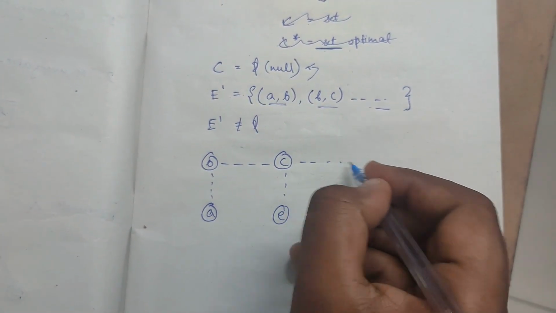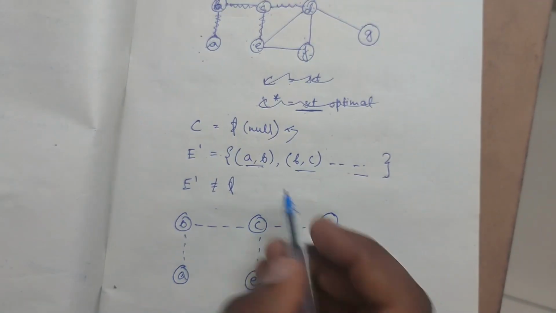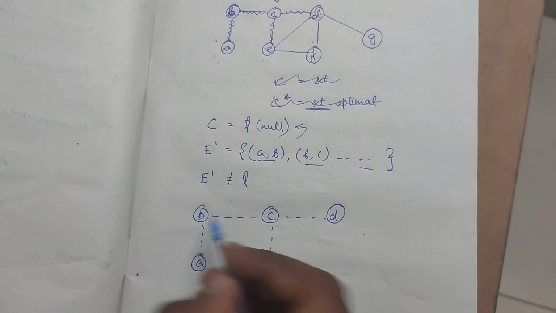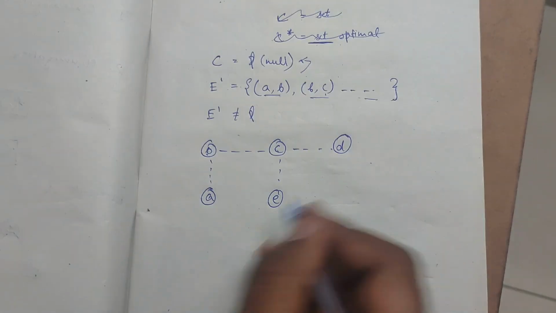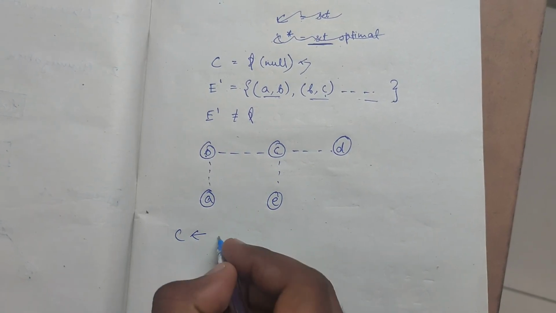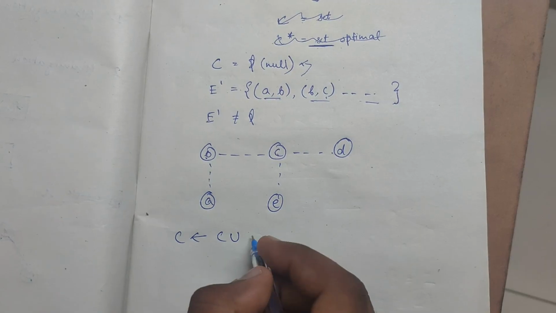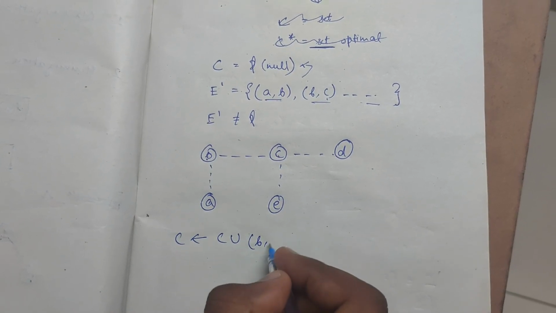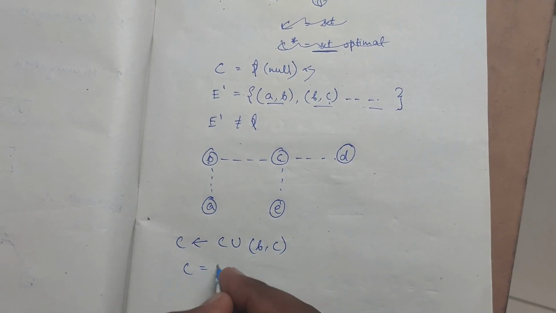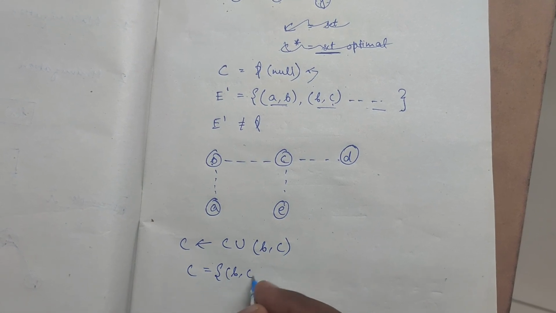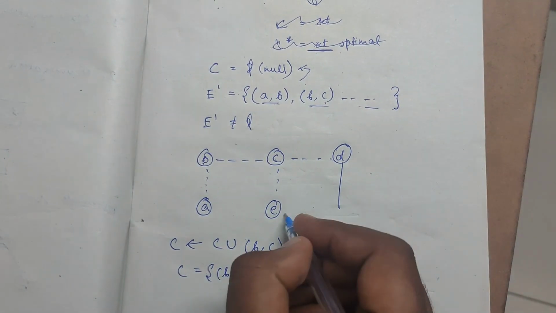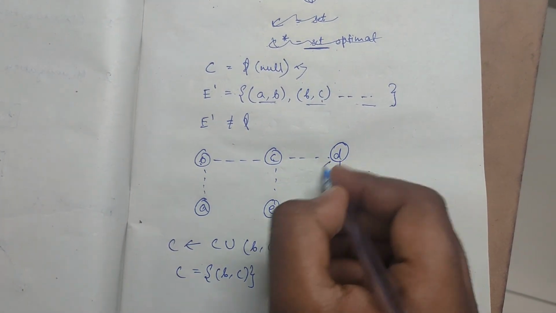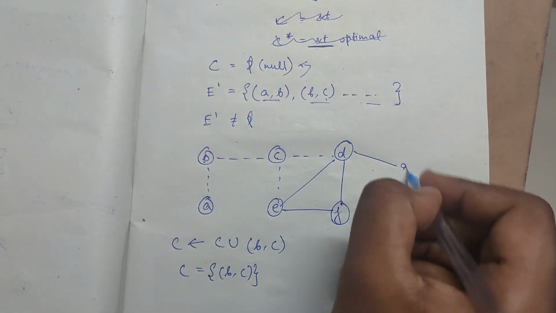E and D. So now what you will do is you will delete BC from E dash and add BC to C. So C is equal to C union B comma C. So C contains B comma C. Fine. Now these are still there.